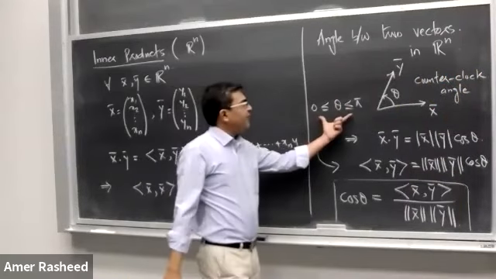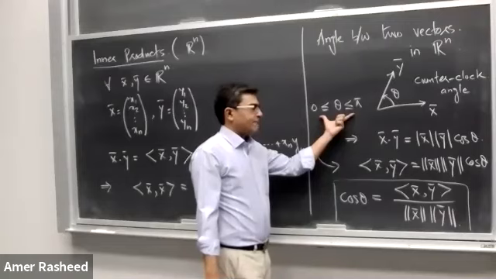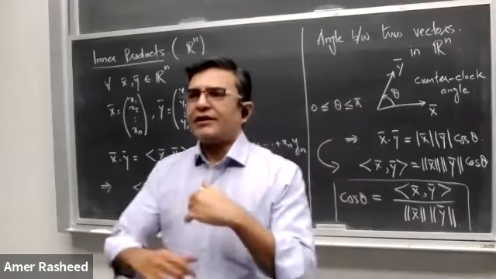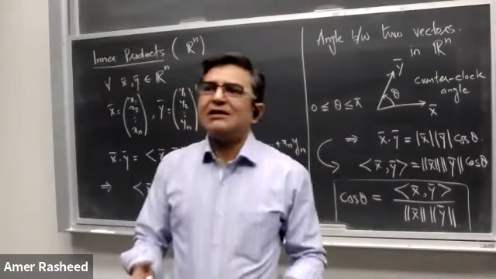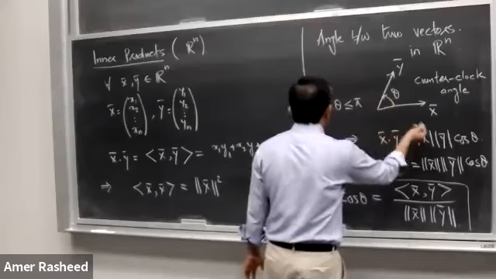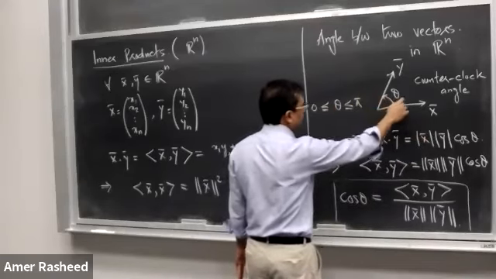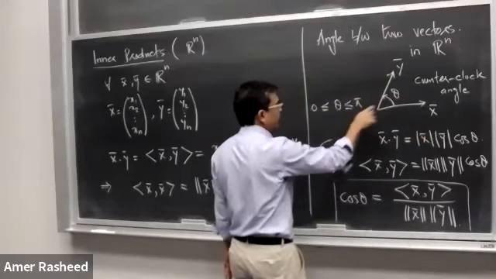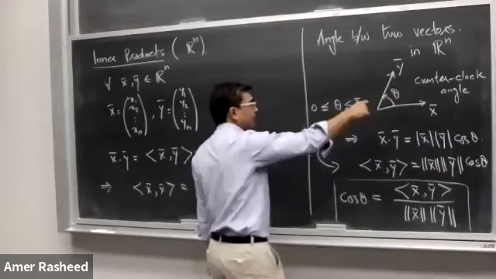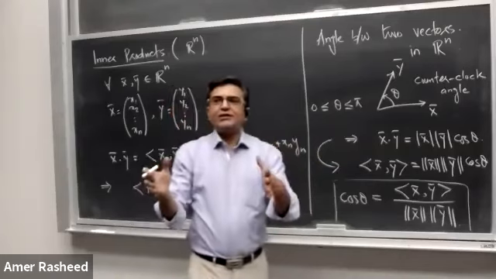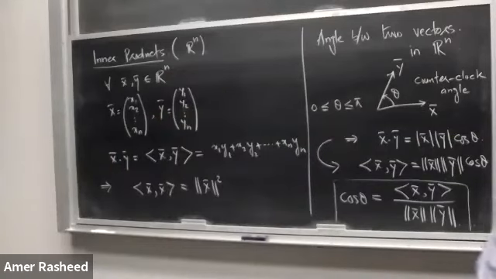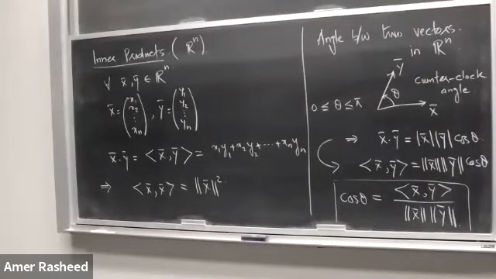So this must be between 0 and pi. If you have some kind of angle greater than pi, for example, 3 pi by 2, then that would be equivalent to a theta between 0 to pi, because you can take the clockwise rotation of the theta, and you can still put that angle between 0 and pi. I hope you get it. If you have any question, you can ask me.